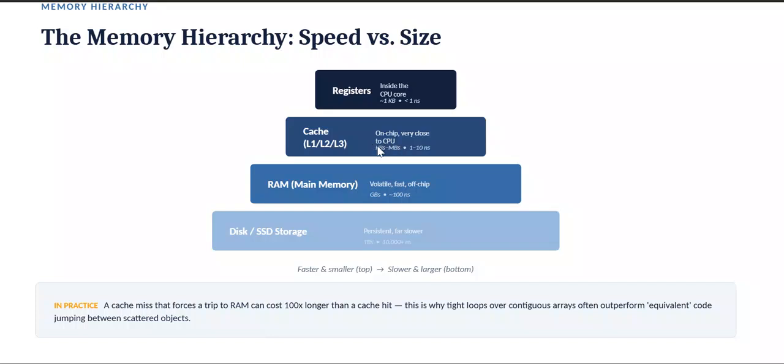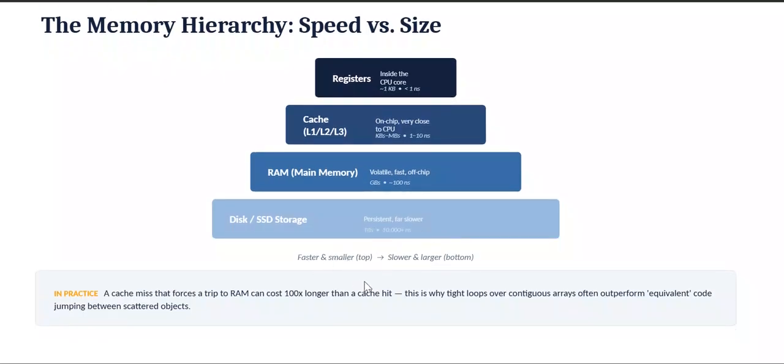ranging in size from kilobytes to megabytes and processing within 1 to 10 nanoseconds. Now the RAM, which is the main memory, is volatile, fast, and off-chip, goes up to gigabytes, and processes in about 100 nanoseconds. Now the disk or SSD storage is persistent but far slower, ranging from about 1 terabyte, with 10,000 plus nanoseconds for processing.